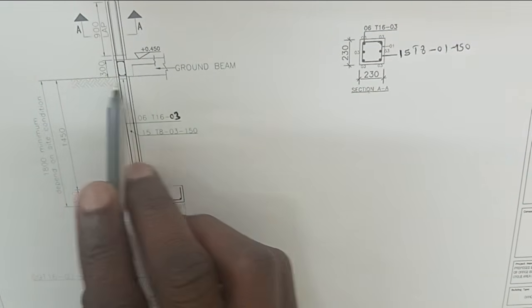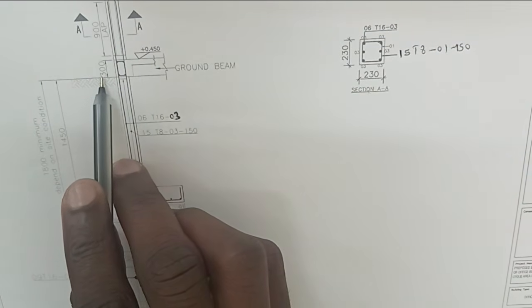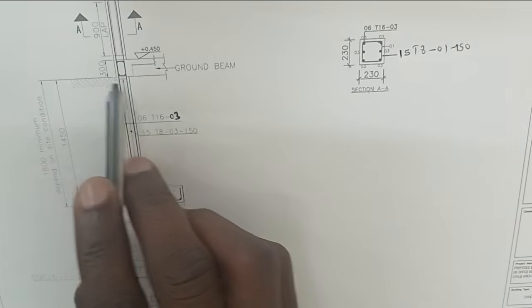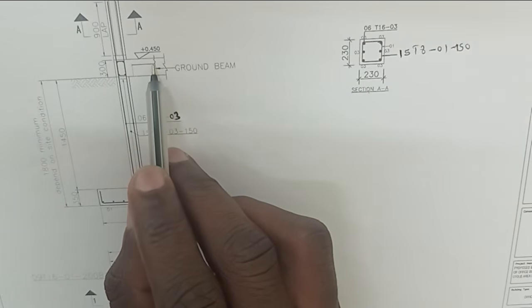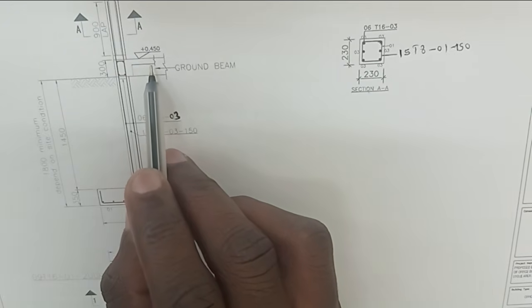Also, you can see this is a ground beam, which is 230 millimeter by 300 millimeter. So this is the thickness of the concrete, which is the thickness of ground level.